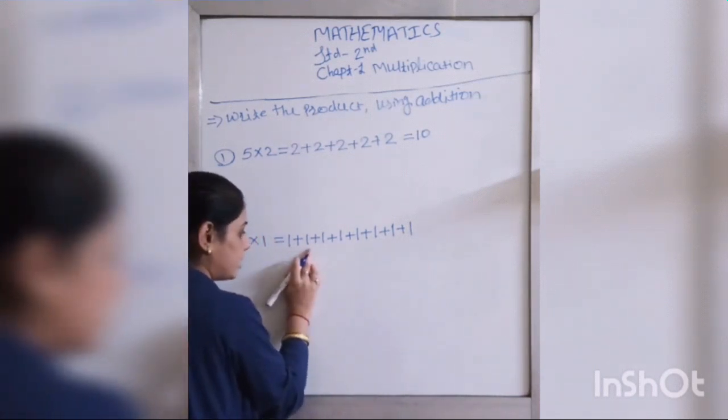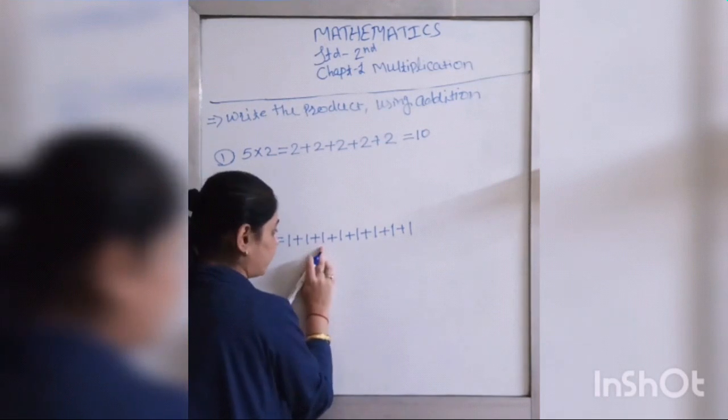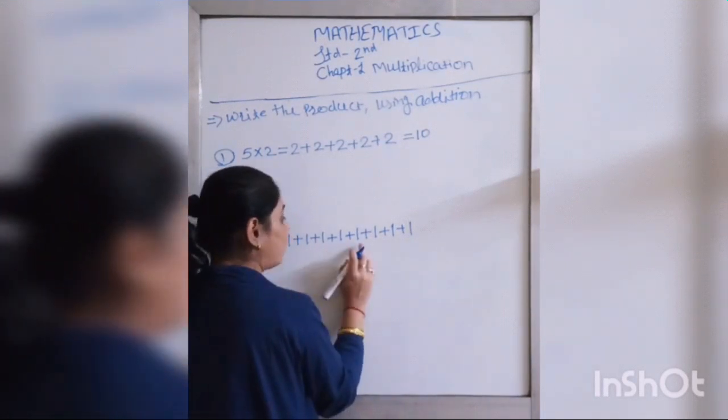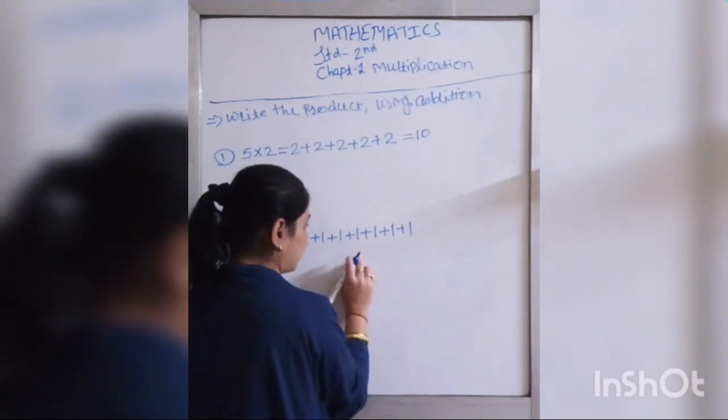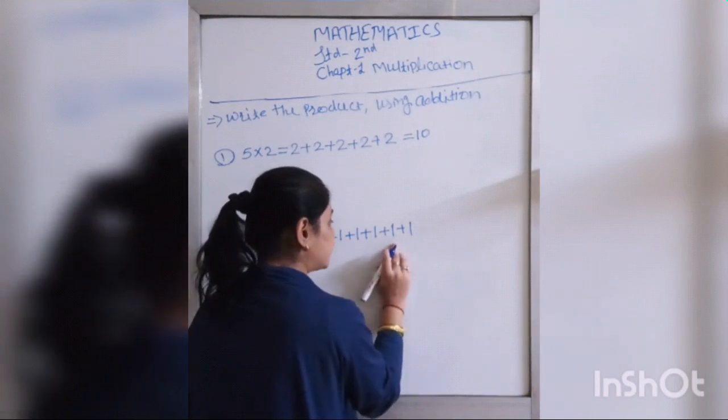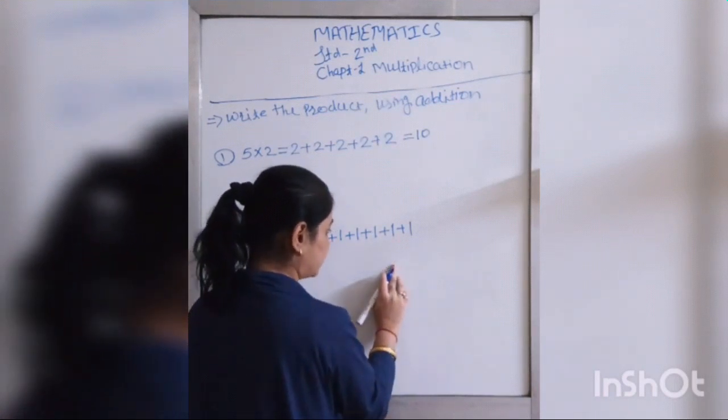Now start adding this. 1 plus 1 is equal to 2. 2 plus 1 is equal to 3. 3 plus 1 is equal to 4. 4 plus 1 is equal to 5. 5 plus 1 is equal to 6. 6 plus 1 is equal to 7.